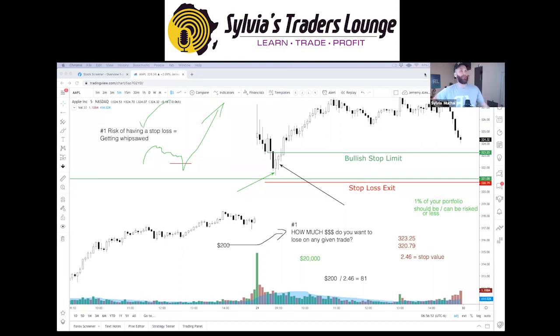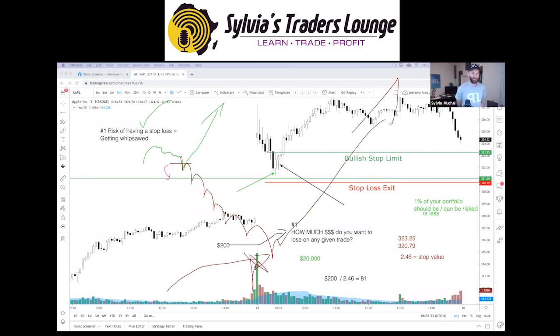This is part of the game. There are ways to avoid it. Like I said, you could use puts. But a lot of people will move their stop down. You don't really want to do that, because what if it's one of those situations where the stock keeps dropping for quite some time, and right when you get to maximum pain, which is normally right here, when you've lost tons and tons of money, that's when you'll exit, and then the stock will bounce.